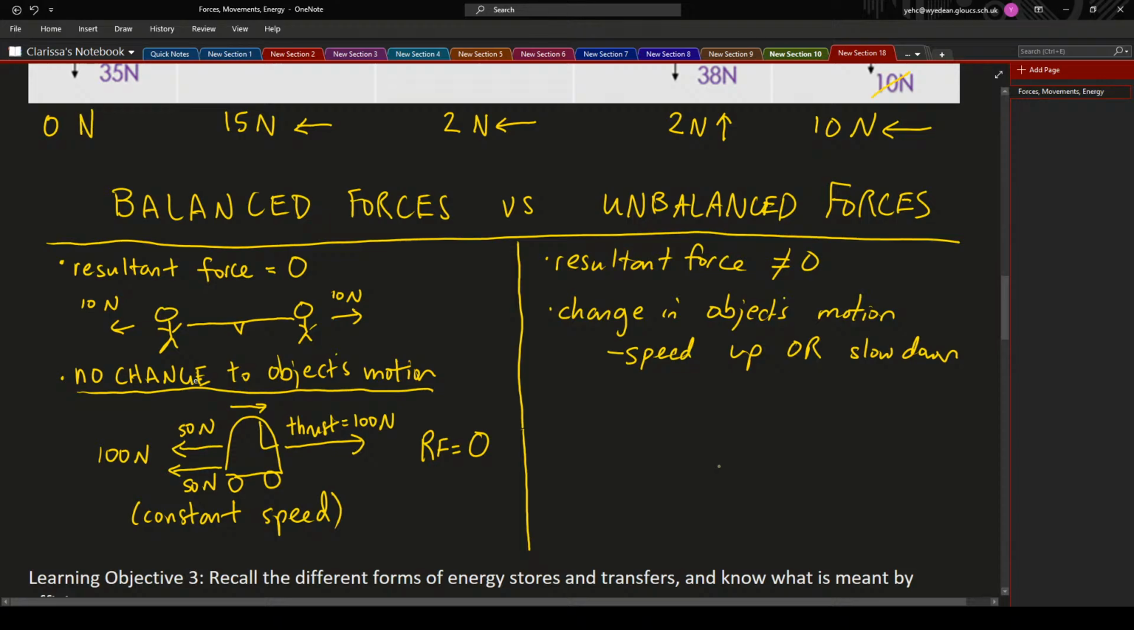Now here's another common mistake a lot of students make. Let's pretend that we have our car again. We start off at this constant speed here of thrust being 100 and all of the resistive forces also being 100. It's moving at constant speed because its forces are balanced. Its motion is not changing. Now let's pretend that the driver of this car decides to lower the thrust a little bit. Let's say it lowers to 80 newtons of thrust.